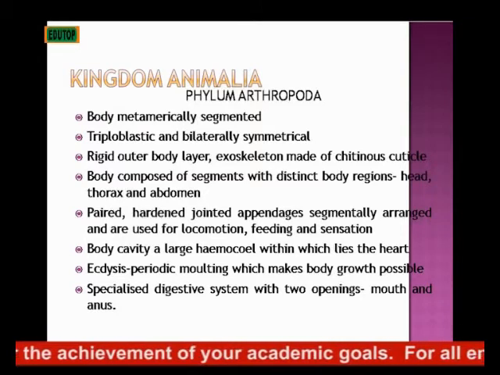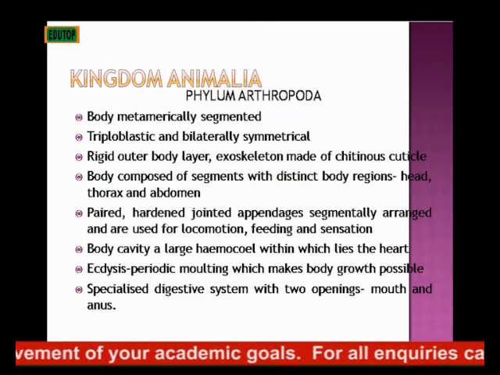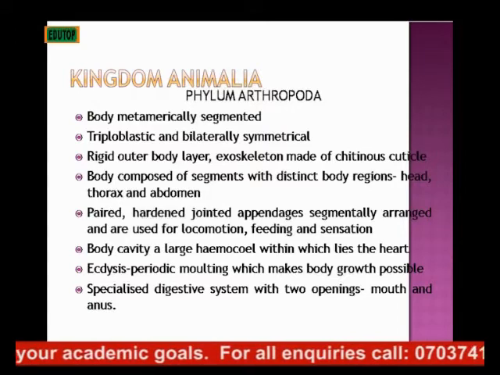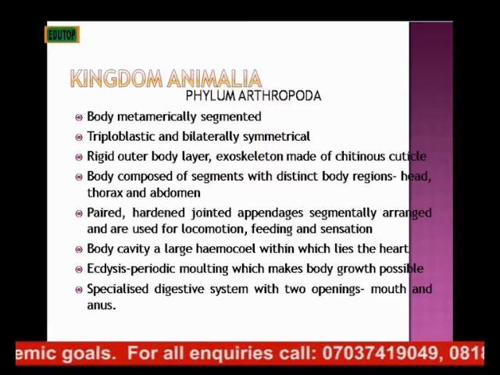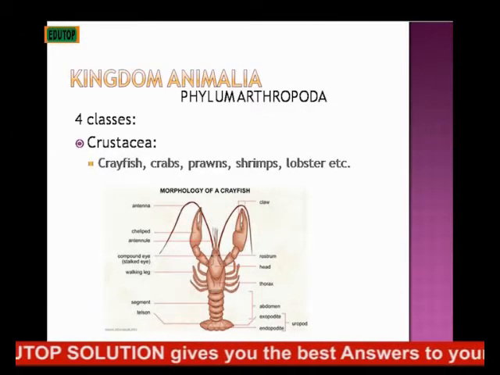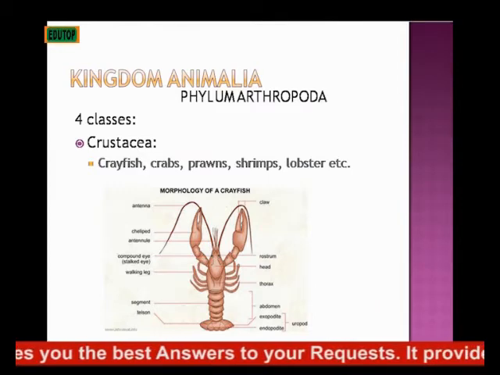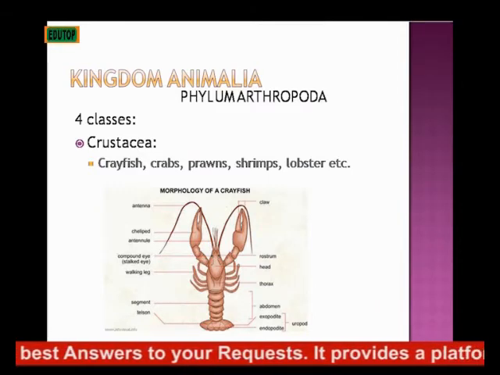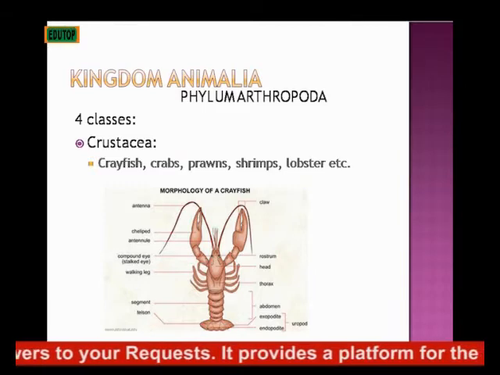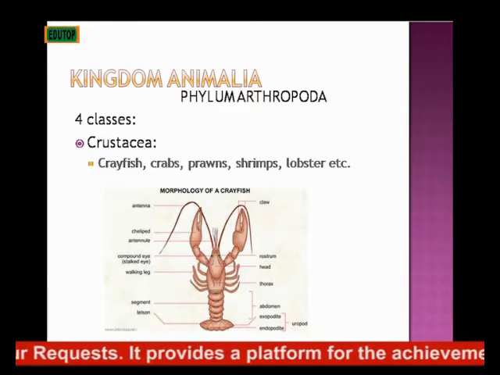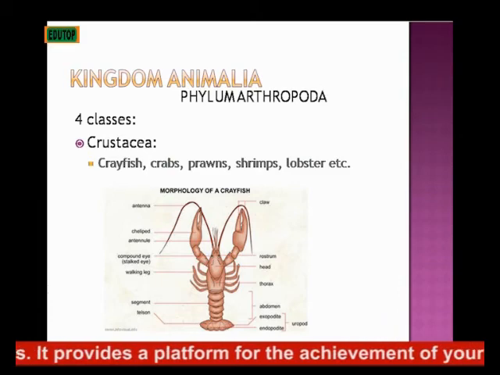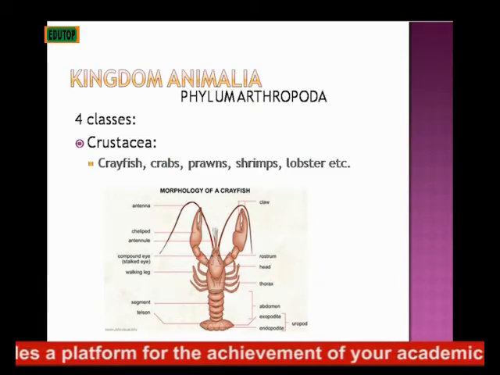Also, in this group of organisms, they have a specialized digestive system with two openings. They have the mouth and the anus. The arthropods have the mouth and the anus, so their digestive system is specialized compared to others. The arthropods are divided into four classes. They have the Crustacea. Examples of organisms that are Crustacea are the crayfish, your crayfish that you eat, your crabs, the prawns, shrimps, lobster. If you look at all these Crustacea, they are aquatic in nature.